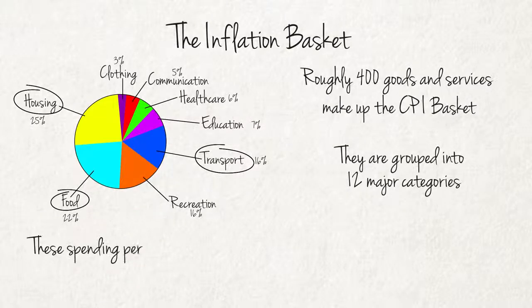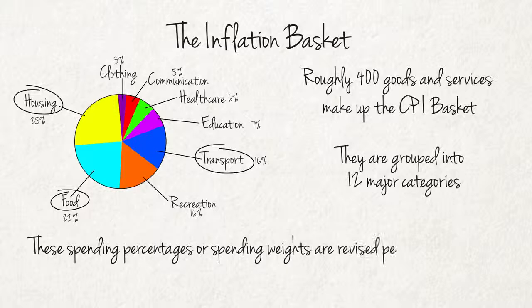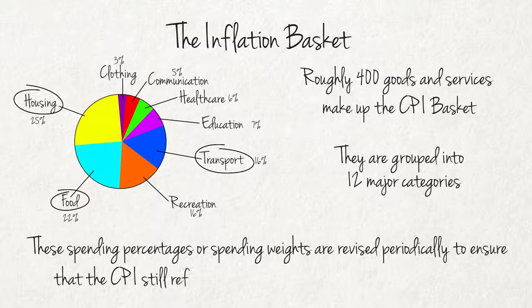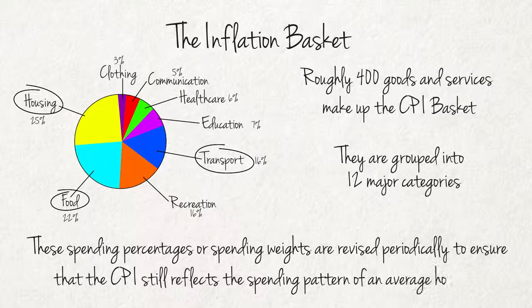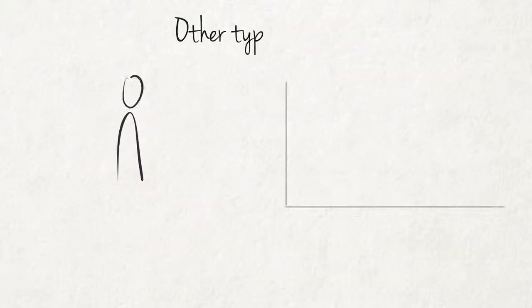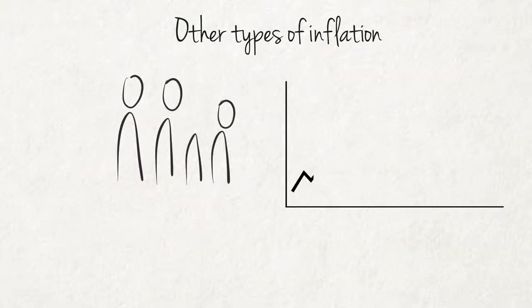These spending percentages or spending weights are revised periodically to ensure that the CPI still reflects the spending pattern of an average household. These revisions also allow for the inclusion of new products and services that did not exist before, for instance, cell phone expenditure at the time of its introduction. This approach also allows for the exclusion of products and services no longer generally used by households and consumers, for instance, video cassette recorders.